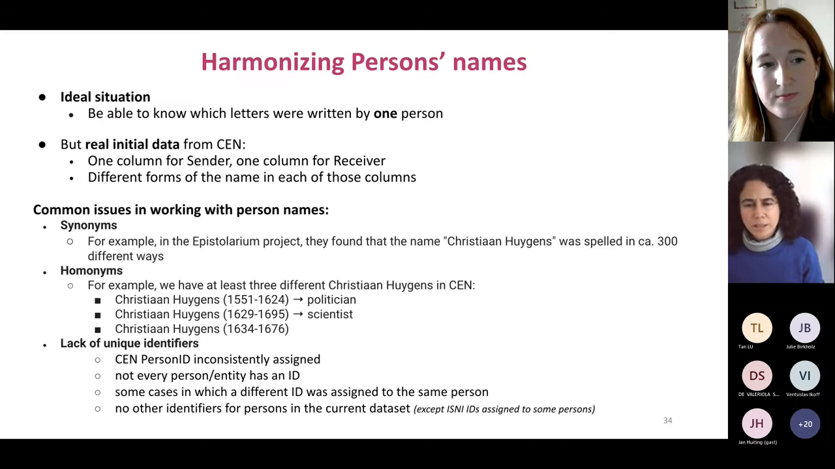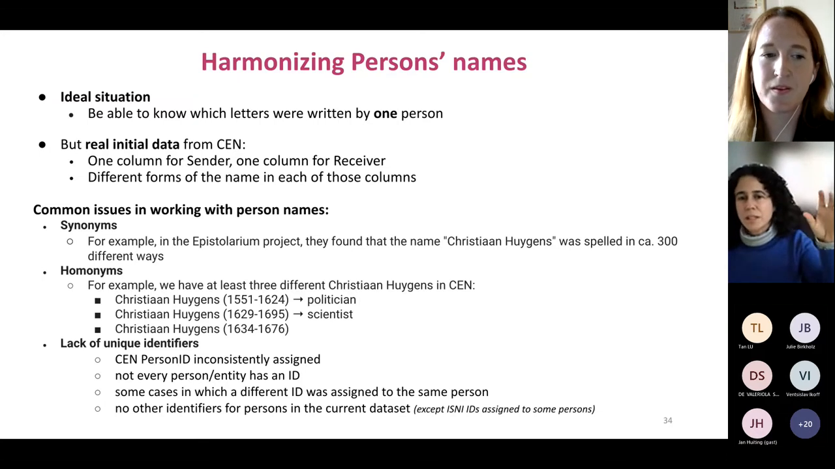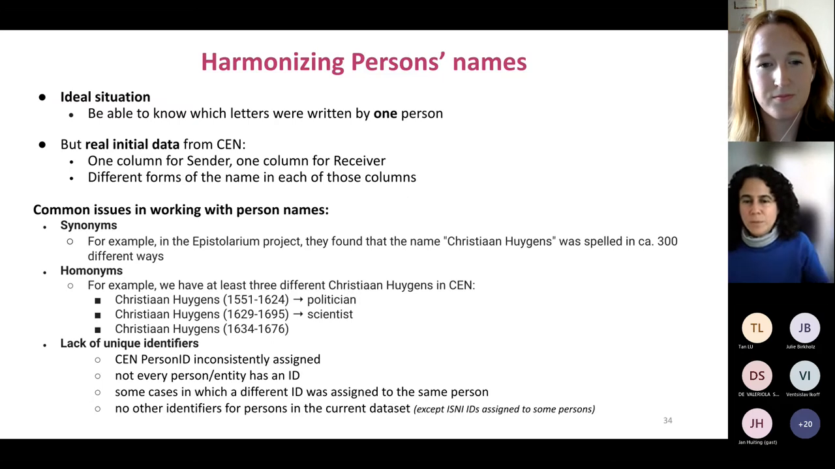If there are no unique identifiers for persons, then cataloguers or any person entering the data might make inconsistencies, entering the name of the sender in one form, and when the same sender received a letter, this name was entered in another form, but they are the same person. So the first thing one has to deal with is inconsistency. For instance, in the case of Christian Huygens, it was spelled in more or less 300 different ways in the case of the epistolary project, they found out.